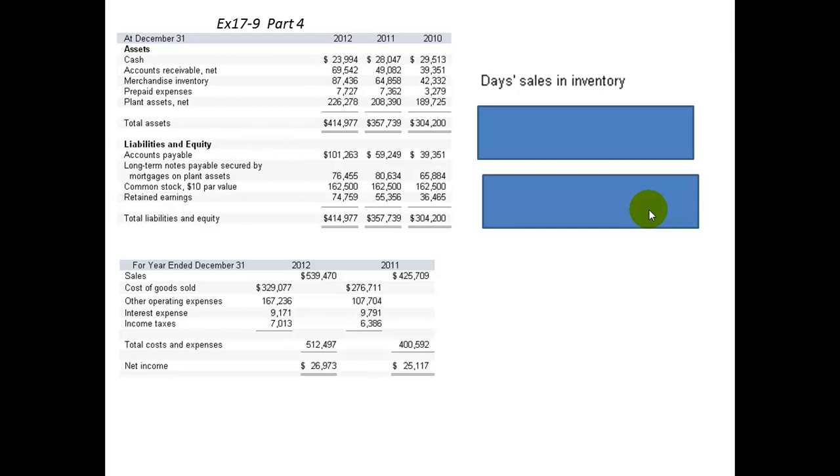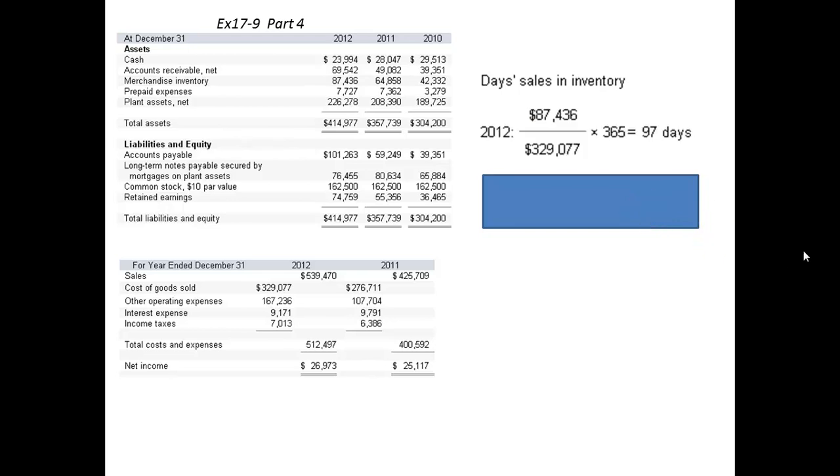And we have for 2012 our days sales inventory is $87,436 worth of merchandise inventory. That's the ending balance of inventory, and that will be divided by the cost of goods sold, which for 2012 is $329,077, and this fraction is multiplied times 365 days. And the result is for 2012 our days sales of inventory is 97.